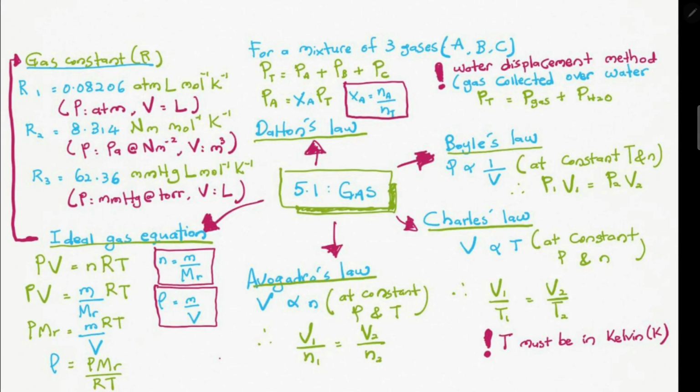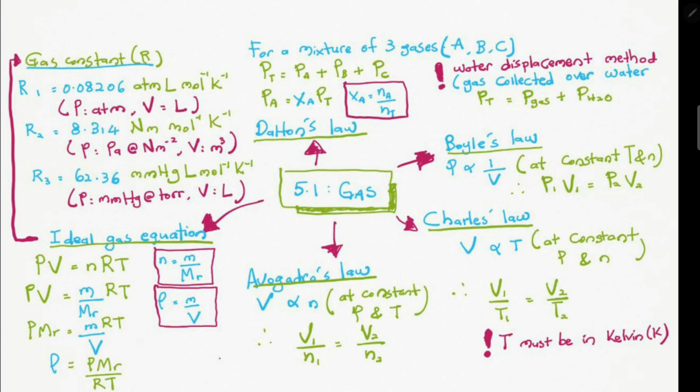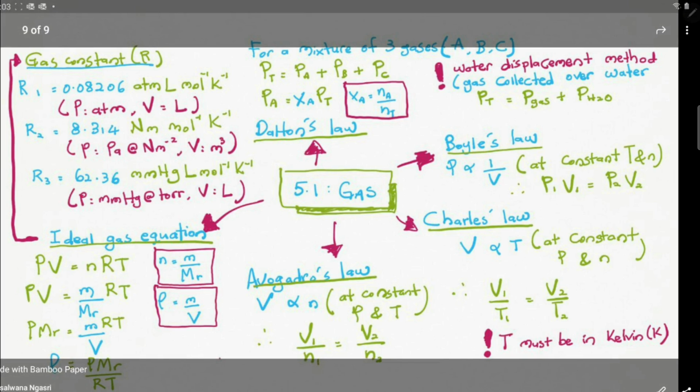Then we have Charles' law, where volume is directly proportional to the absolute temperature at constant pressure and number of moles. Therefore, the formula used for Charles' law is V1 over T1 equals V2 over T2. Always remember that the temperature used is absolute temperature, meaning you need to convert the temperature to the unit Kelvin.